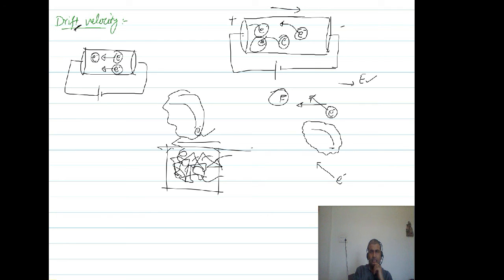Just recall my point. What did I tell you? I told you to replace this zigzag, random motion picture with the average motion. If you want to study in a clear, simplified way, you will have to replace this random motion picture with this average motion, and these electrons finally reach the positive terminal.